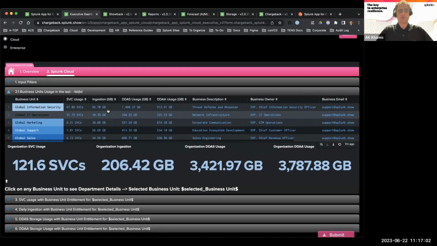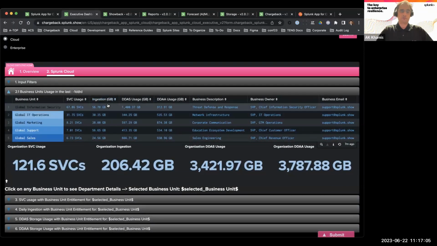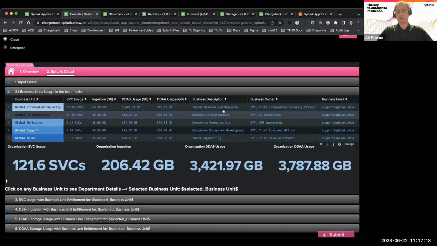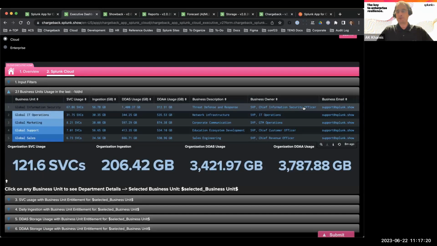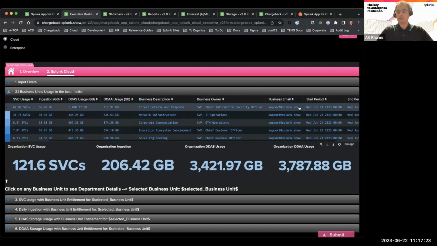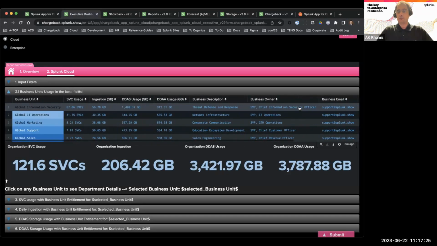And it gives you information about ingestion, how much ingestion they did all together as a team. This is more like their storage usage, the searchable storage that they have in Splunk Cloud. And this would be the archive storage they have. A little bit of information about the business, the owner, maybe an email address so we know quickly who is responsible for this usage.